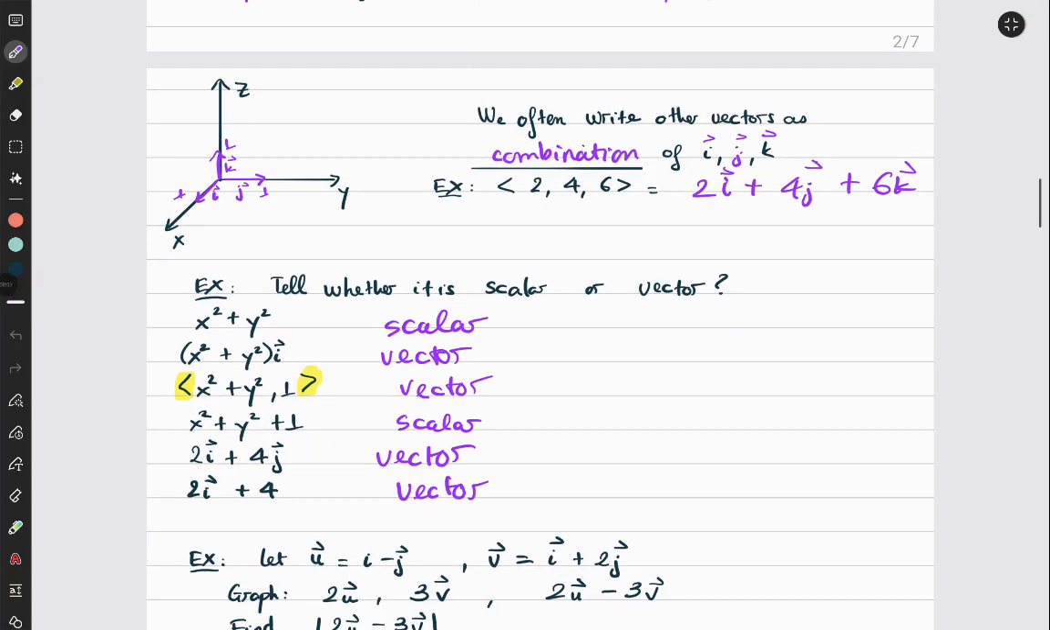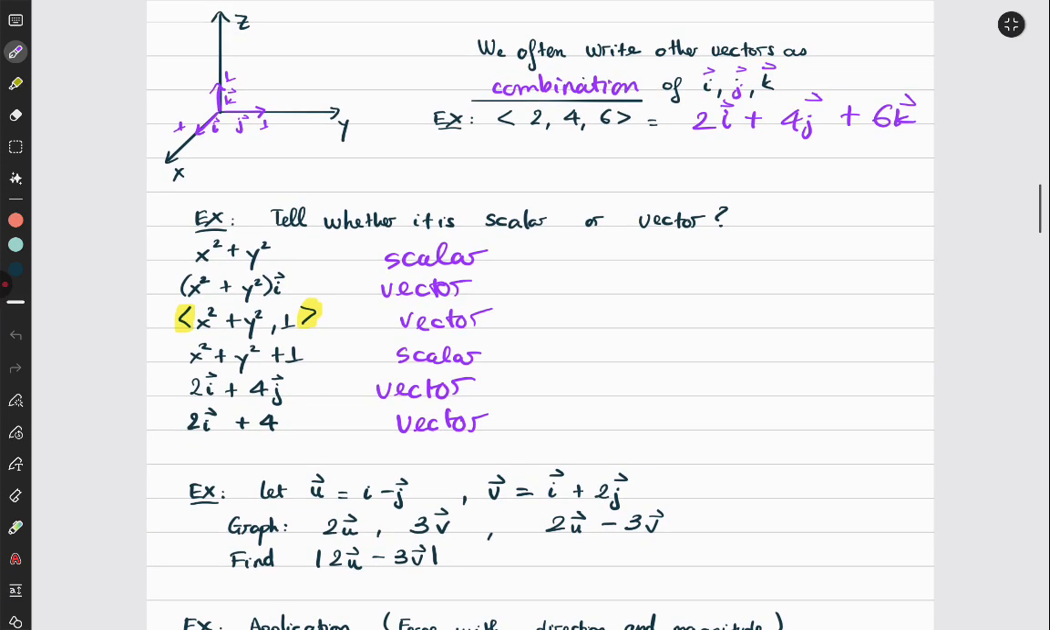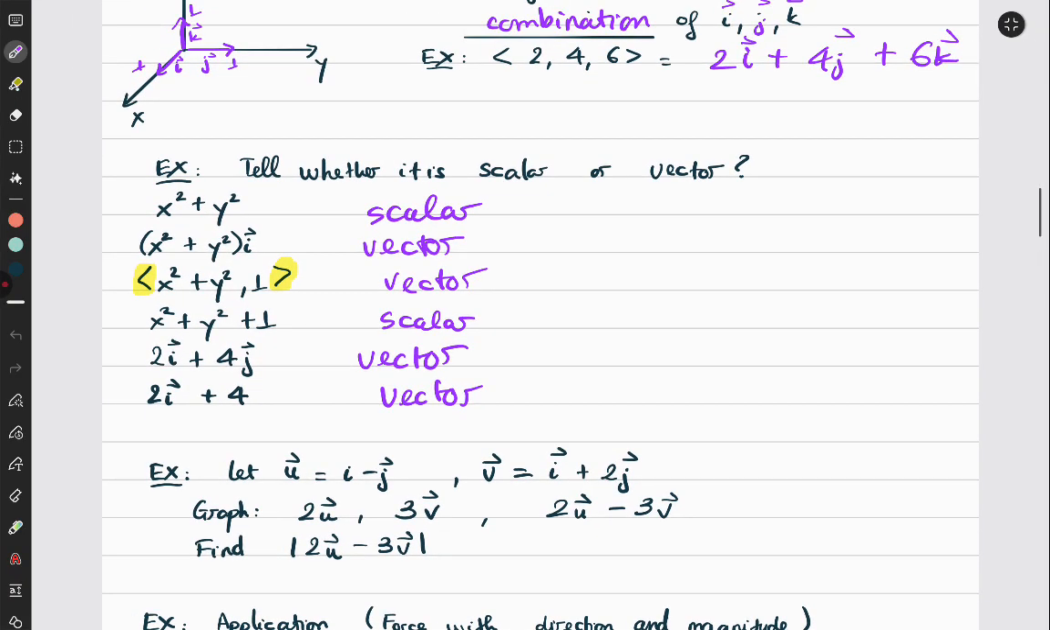All right, let's continue. The introduction about vectors in 3D, to be precise. Recall last time I kept repeating two important words, scalar and vector.